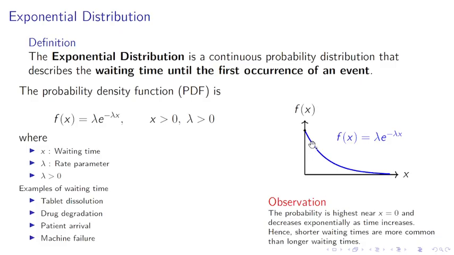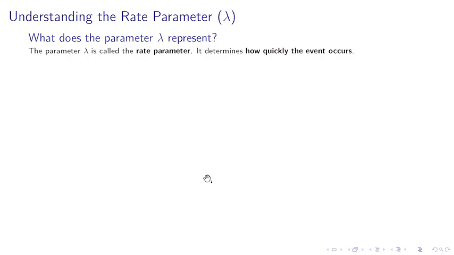Here, at x equal to 0, the probability f of x is high, and it decreases exponentially as x increases. Here x is the waiting time. The density decreases exponentially as time increases. Hence, shorter waiting times are more common than longer waiting times.